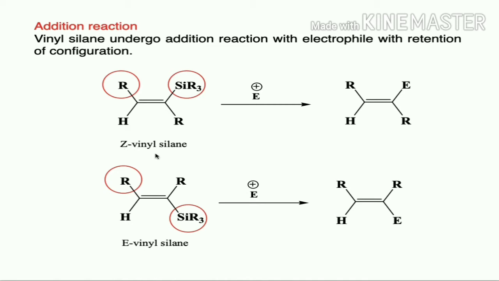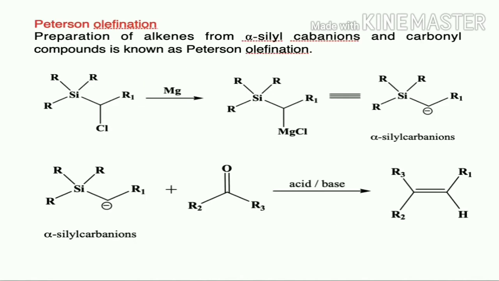If we take Z vinyl silane, it is going to give the same product without any inversion of configuration. So if we take E vinyl silane, it is going to form E product. So there is retention of configuration. But in some cases, like if we take bromine, there are chances of getting a mixture.